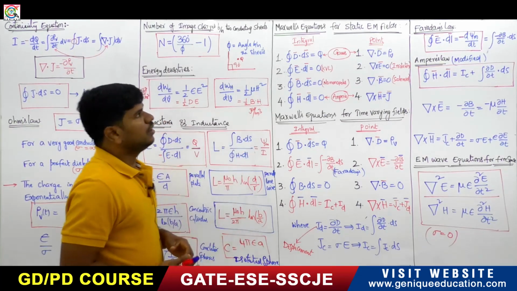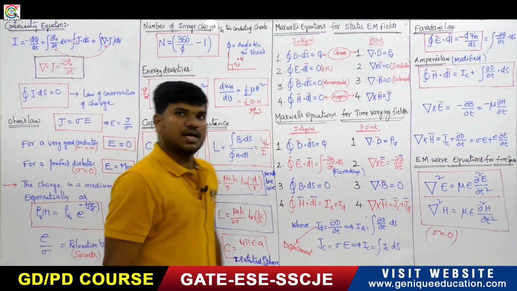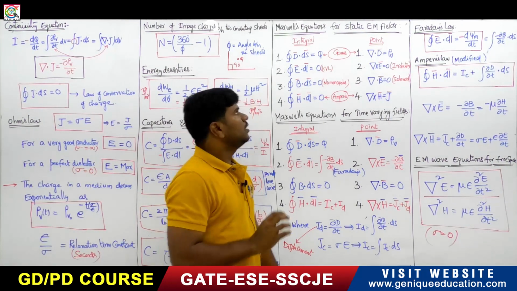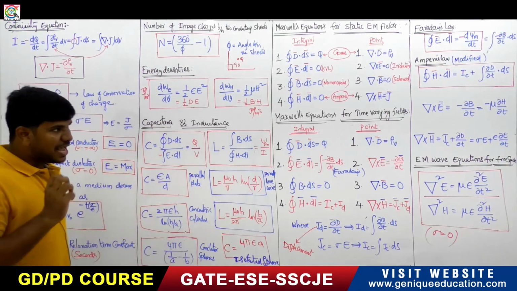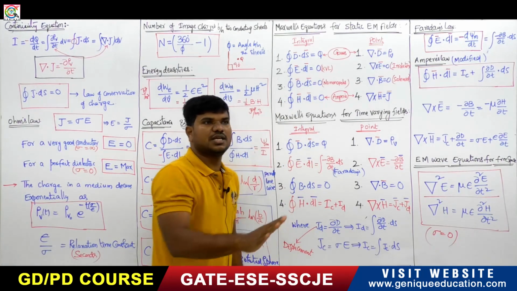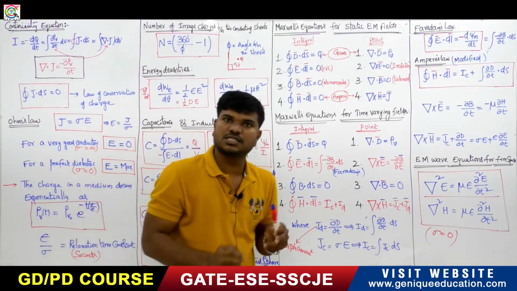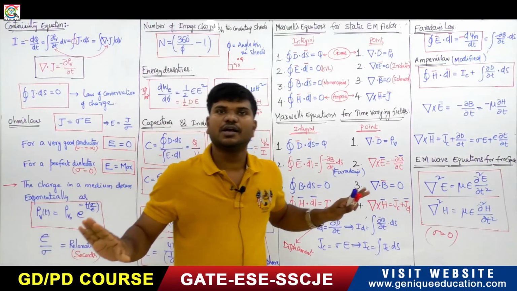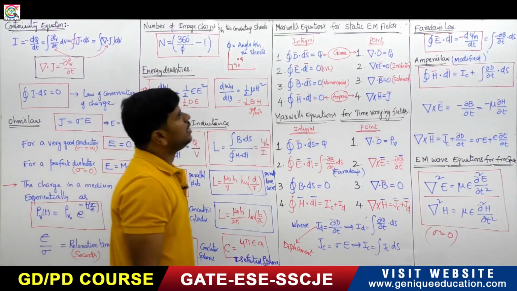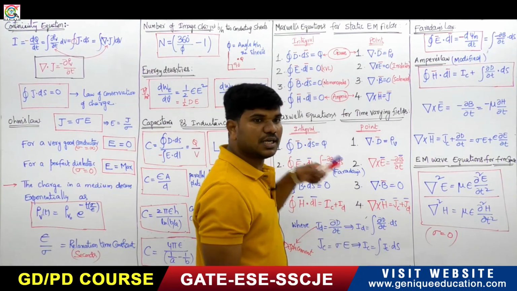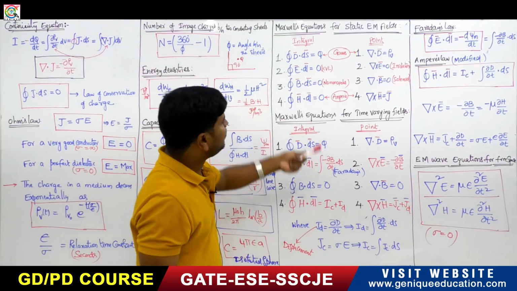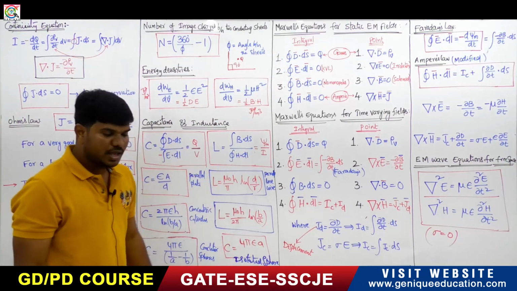Next, come to a very important concept in electromagnetic theory: Maxwell's equations. The Maxwell's equations for static fields and time varying fields are very important. Without these 8 Maxwell's equations, studying EMFT is in vain. So you have to be very careful while dealing with Maxwell's equations, whether for time varying fields or static fields. There is a small difference between the equations for the time varying fields and the static fields.